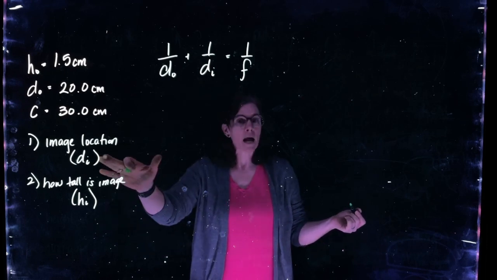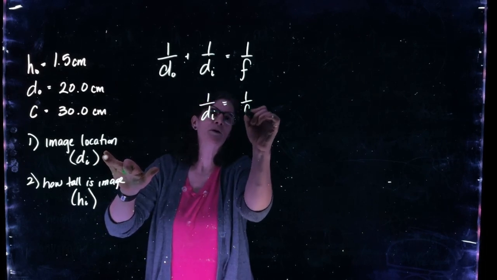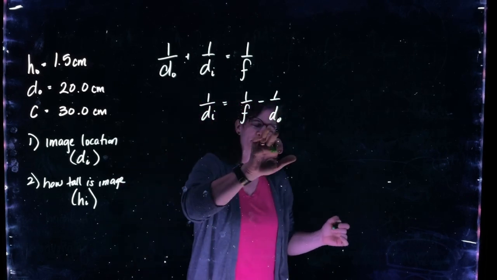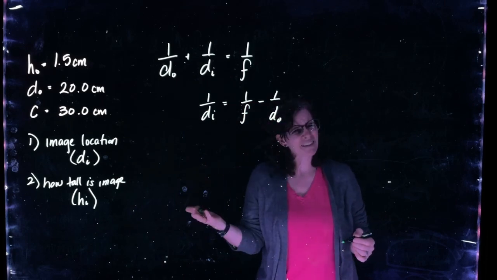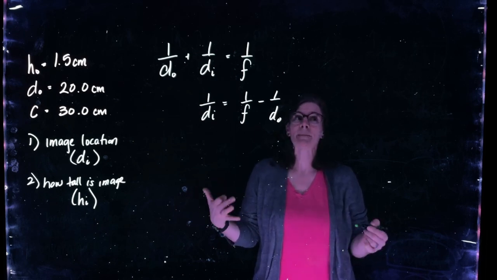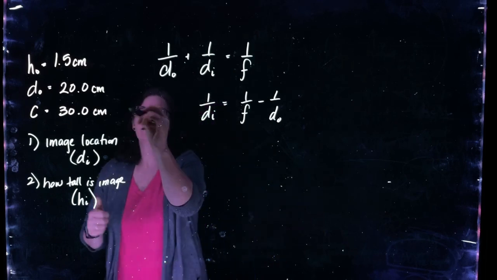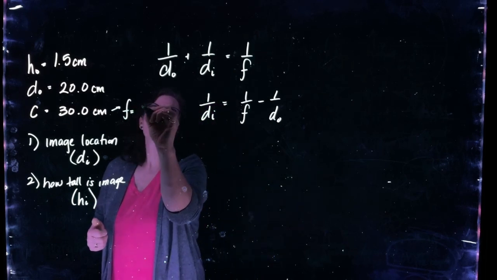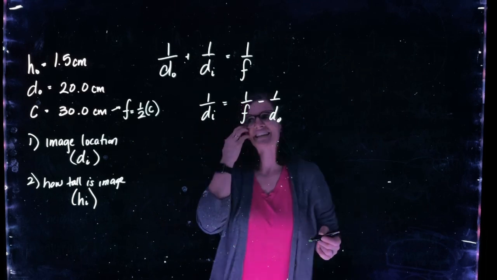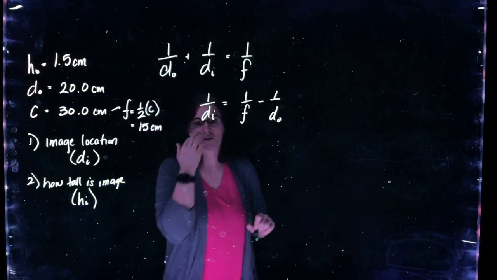And I'm interested in the image distance, so I can solve for it: 1 over the image distance equals 1 over the focal length minus 1 over the object distance. I'm not given the focal length though. So how do I get the focal length in this relationship? Well, we want to keep in mind that the radius of curvature is related to the focal length. Remember, the focal length is equal to 1/2 the radius of curvature. So I do know my focal length. It's 15 centimeters, and I can use that to solve my problem.